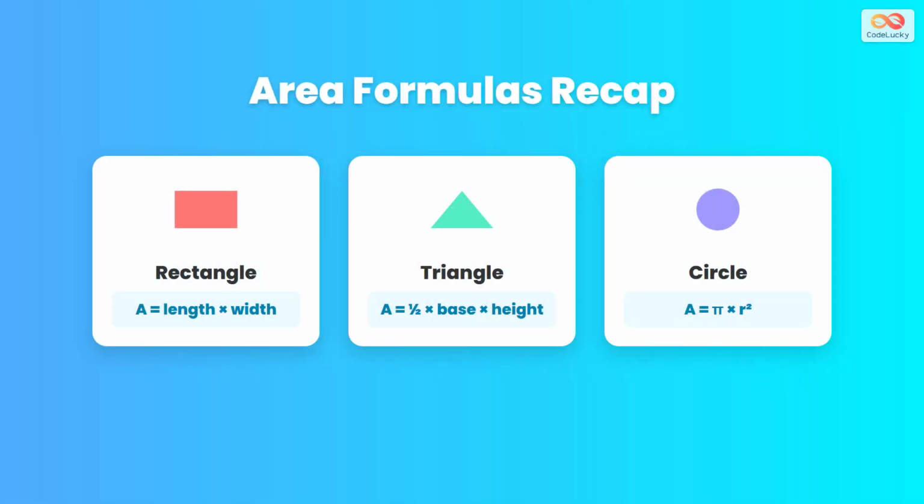Here is a quick recap of the formulas you will use most often. For a rectangle, multiply length by width. For a triangle, multiply 1/2 by the base and the height. And for a circle, multiply pi by the radius squared.